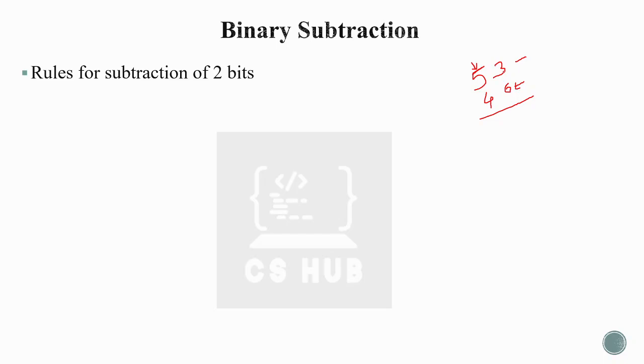3 is smaller than 6, so we will borrow from the next higher position. Here the number is 5, but actually this is the tens position, so it is 50. We will borrow a 10 from this position. So this 3 becomes 13, and this 5 becomes 4. This was 50, now it is 40, right?